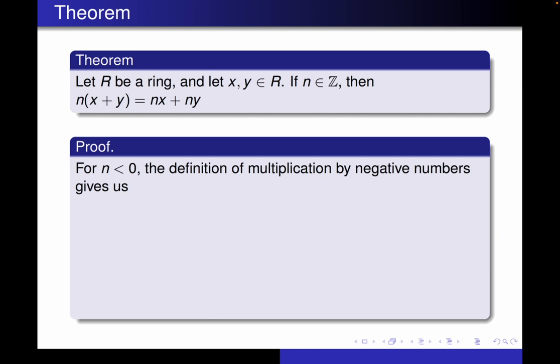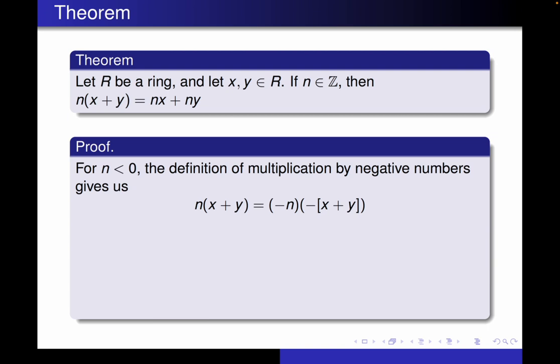So that wasn't too bad. For n less than 0, we're just going to use the definition of multiplication by negative integers. Remember that the definition for negative integers is not a recursive definition, so we don't have to use any induction. We can literally just use the definition. So if I'm looking at n times x plus y, by definition, since n is a negative number, that is negative n times the additive inverse of x plus y, which is negative x plus y.